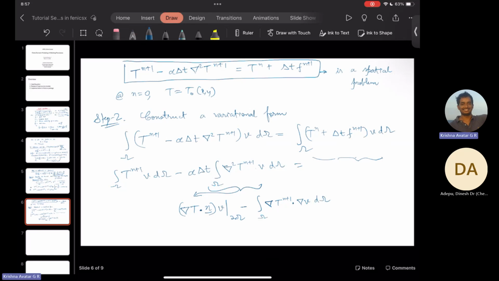You see what's happening here? This is from the integration by parts. Now you'll see something going on in this term. Do you notice something? Grad of T dot N into V at partial omega. Do we know something from before? That's at the surface, so V is 0. Exactly, so this term vanishes exactly to 0.